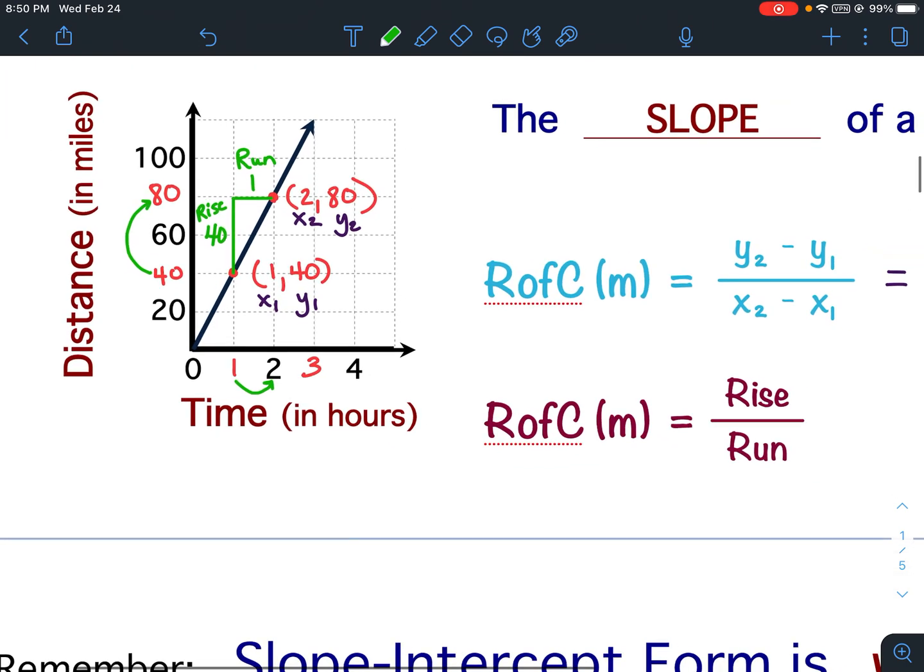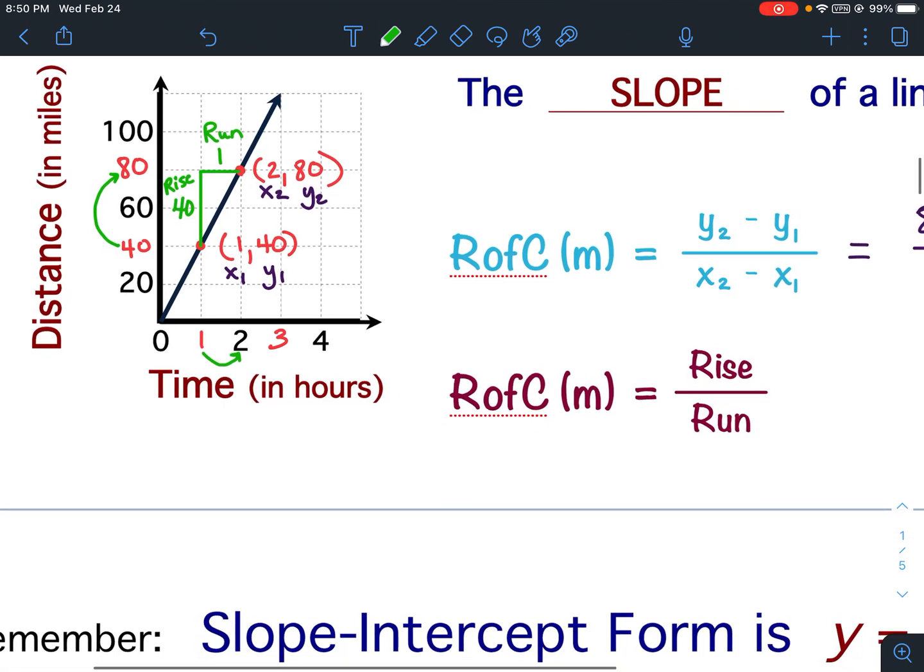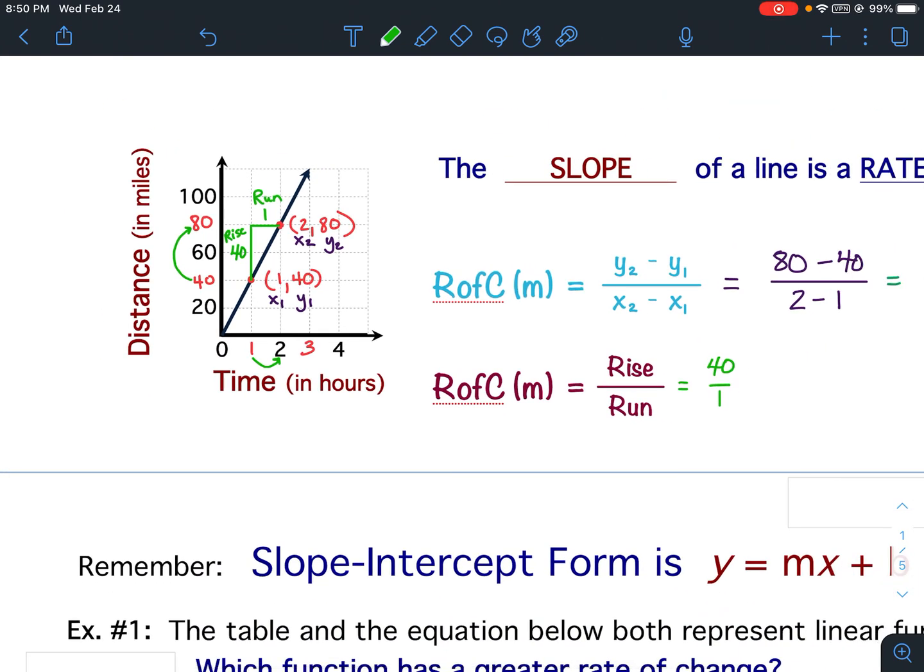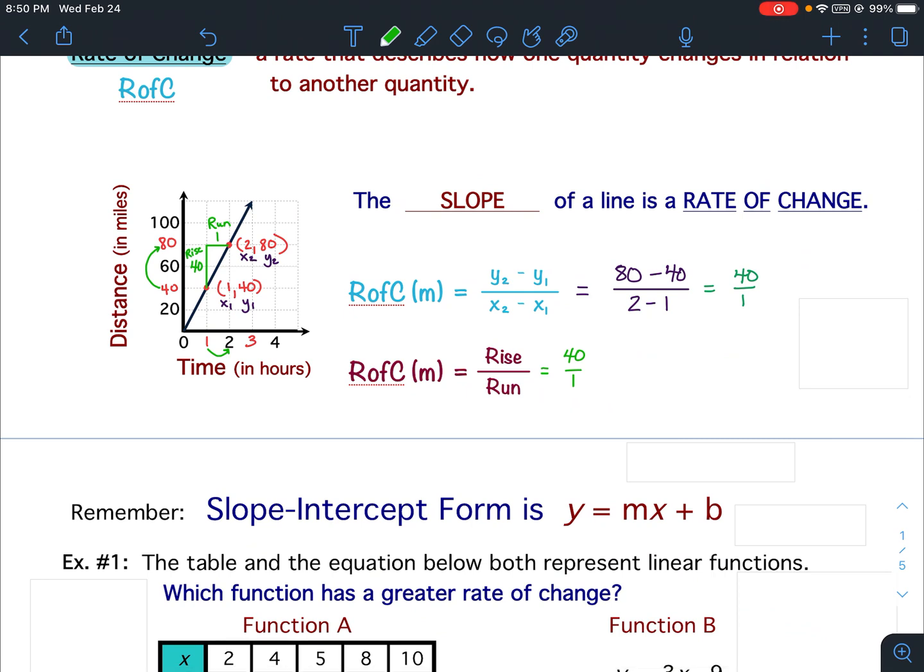So the rate of change is the same as rise over run. My rise is 40. My run is 1. Notice how we got the same thing as what we got up above. So for both of them, the final answer, or the rate of change, would be 40 miles per hour.